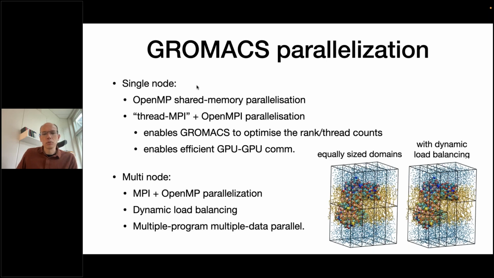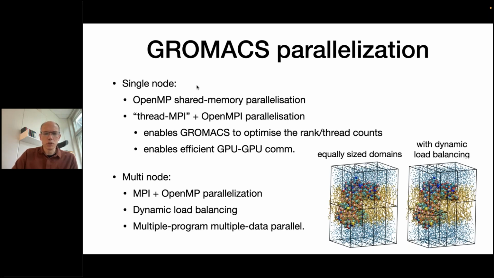But this allows us to optimize the number of ranks or threads for the performance. And it means that the user doesn't need to install an MPI version, which is convenient. And it also enables efficient GPU communication, because when there are no different processes, you can do some easy ways of communicating fast between GPUs.